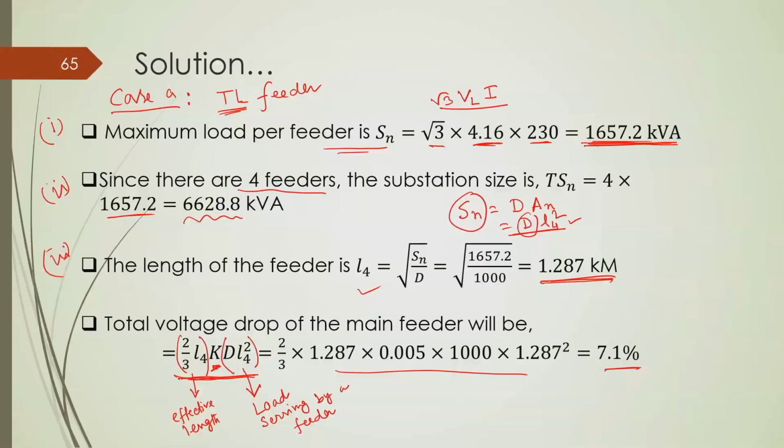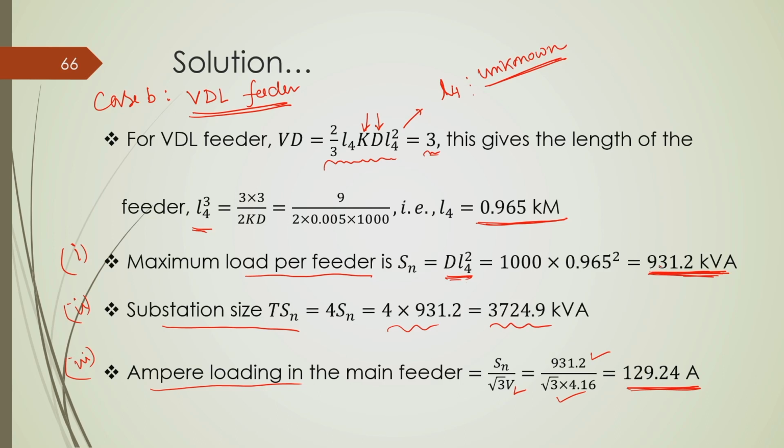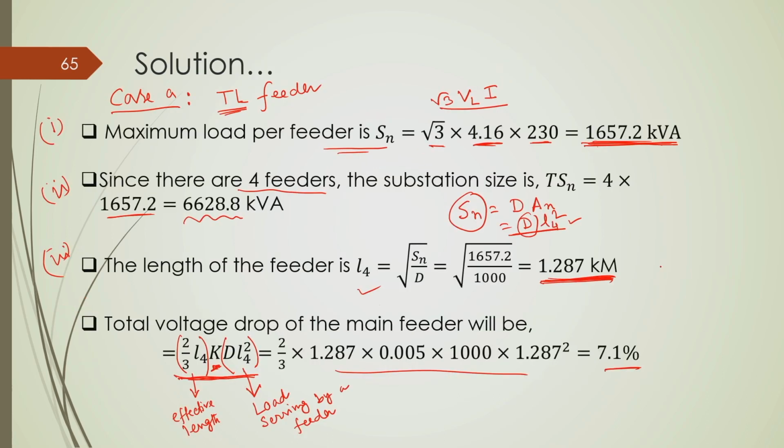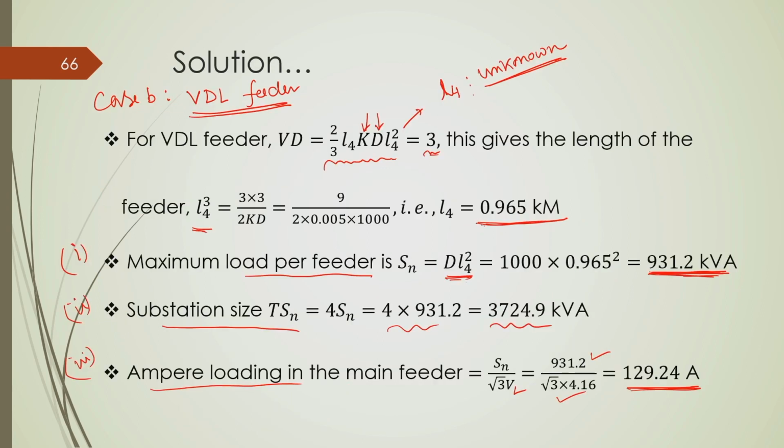So, here you can see when your thermal loading is limited, then the length of the feeder is much higher than this feeder, okay, and that will result in a higher amount of load it can serve, and also a higher amount of voltage drop. But when we limit this voltage drop to 3%, which means less than half of this actual voltage drop, then the length of the feeder becomes less, but you can serve a lower amount of load under this condition.